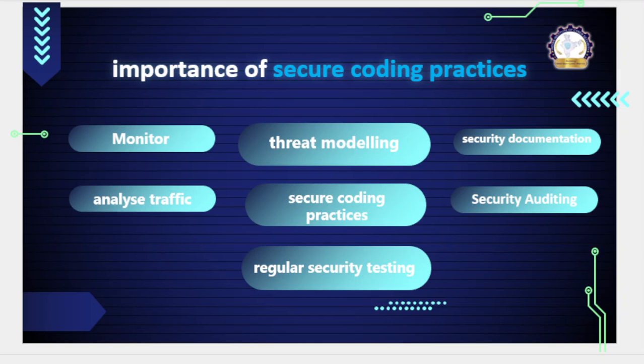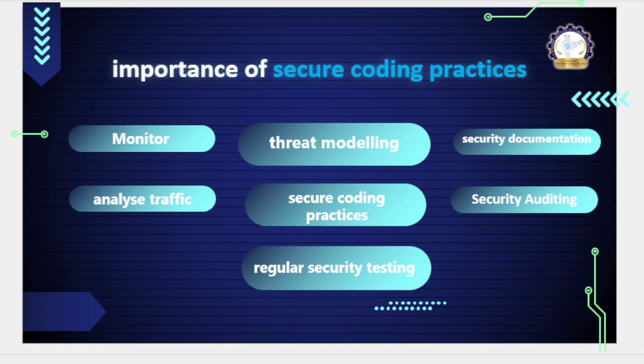Next one, we have vulnerability scanning. Vulnerability scanning involves using automated tools to scan the API system for potential vulnerabilities. The scanning tools can identify common vulnerabilities such as SQL injection, cross-site scripting, and insecure authentication methods. Vulnerability scanning can be performed by the development team or a third-party security testing firm.